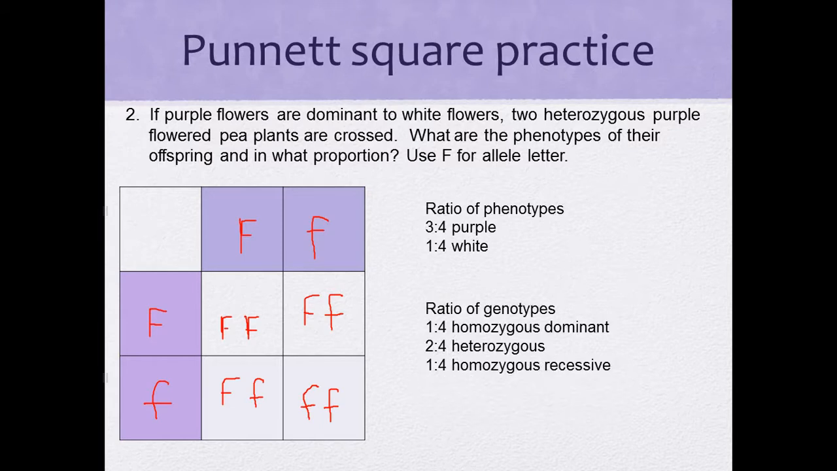The ratio of the genotypes, however, is a little bit different. We see 1 out of 4 is homozygous dominant. That would be this one here. 2 out of 4 are heterozygous, these two, and 1 out of 4 is homozygous recessive.